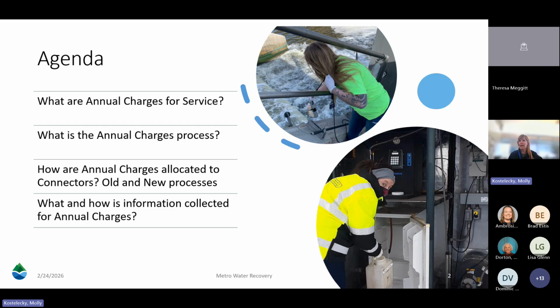Like Don said, you can raise your hand or pop something in the chat, and that will alert me to the question. So today we're going to talk about what annual charges for service are, what is the process that Metro goes through to determine what those charges are, and how we allocate the charges to connectors. We have, like I said, a new and an old process. And how do we get that information? How do we know how to do all of this? So let's go ahead and get started.